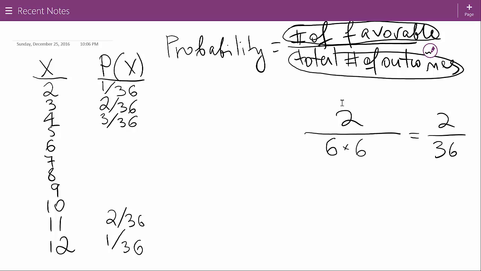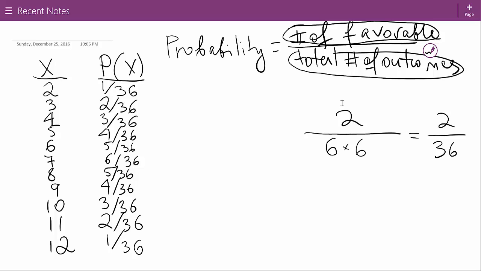So therefore, I can just start filling in the numbers. Let me write it a little more compact. 2 out of 36. So here I have 3 out of 36. And here I have 4 out of 36. And this one is 4 out of 36, right? 6 is 5 out of 36. And so is 8. And it looks like 7 is 6 out of 36, and that's the most likely sum that you can throw in the game of craps, right?